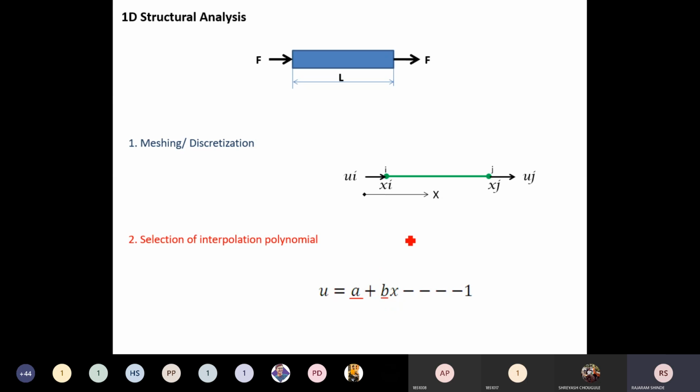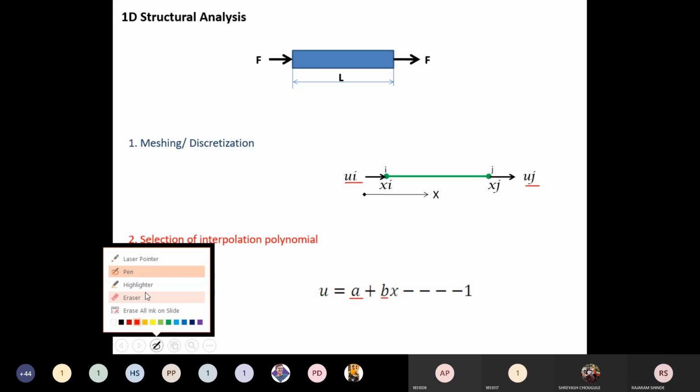Now how is this value calculated? This value is calculated by the displacement of node I and displacement of node j. That means from the ui and uj. Now if this is the equation for displacement, I can write the equation for ui, I can write the displacement for uj. Can you tell me what is the equation for ui?